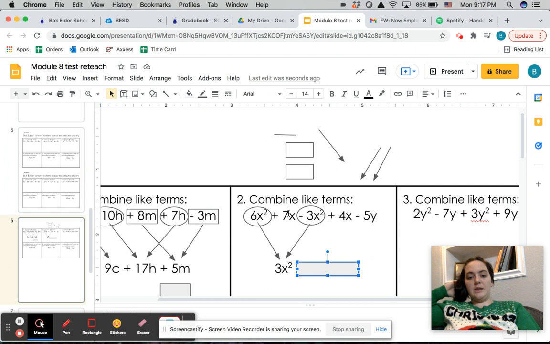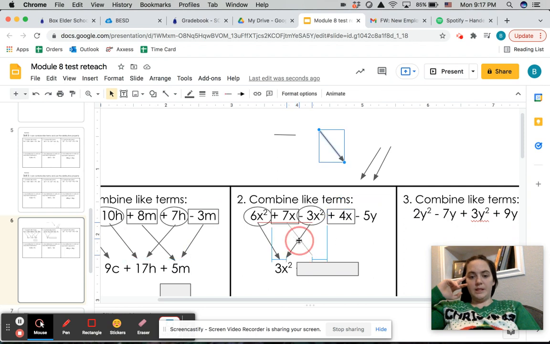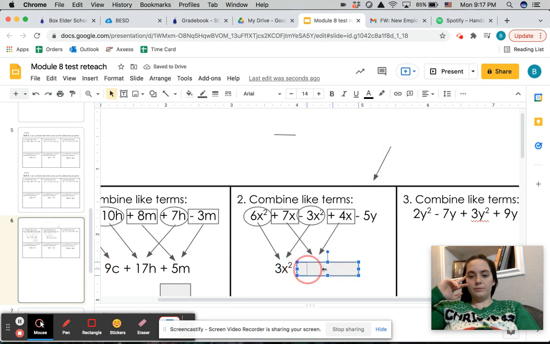Okay, let's combine the x's now. We have our x here and an x here. So I'm going to use boxes for this one. I'm going to put my box right here around 7x and around 4x. These are both positive, so it's plus 7x plus 4x. So 7x plus 4x is going to end up being 11x, because 7 plus 4 is 11.